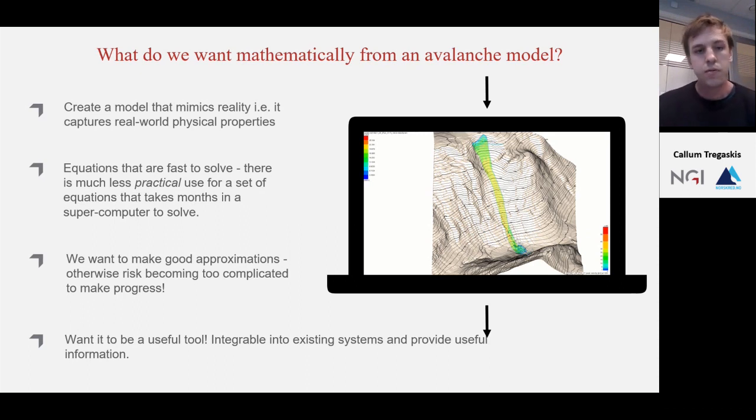And we want it to be useful. So that means that we need it to be integrable into existing systems and also provide us with useful information that we need for such things. So if we're making a dam, say, then we need it to be able to tell us like realistic speeds and realistic thicknesses and how that's interacting.